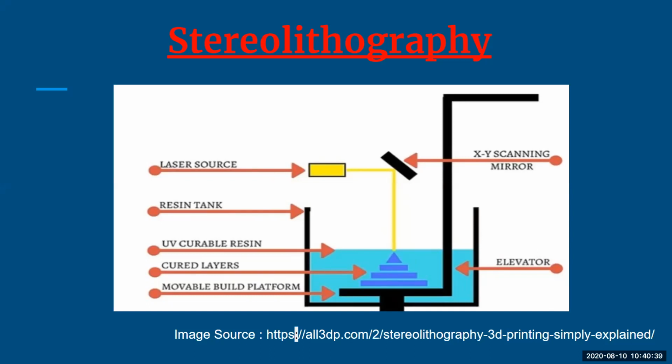So this platform is lowered into the tank and can move up and down according to the printing process. Here you're going to use a UV, or you can say ultraviolet, laser, which will help you do the printing process. There is a computer interface again that will help you manage both the platform and the laser movements.